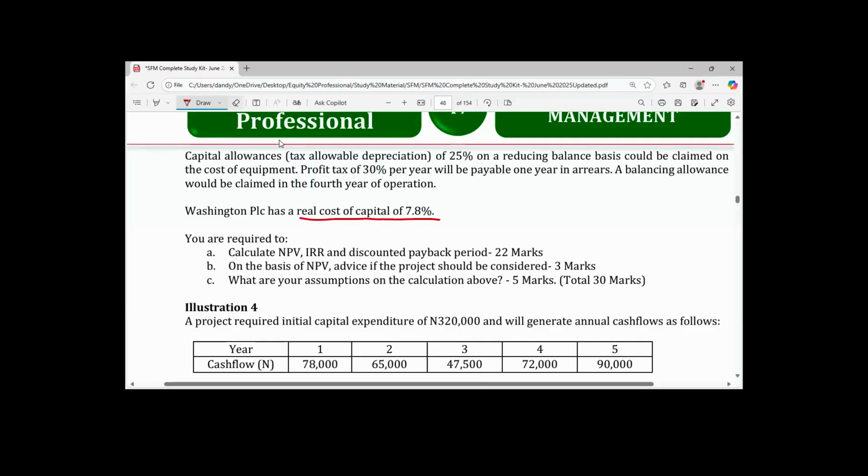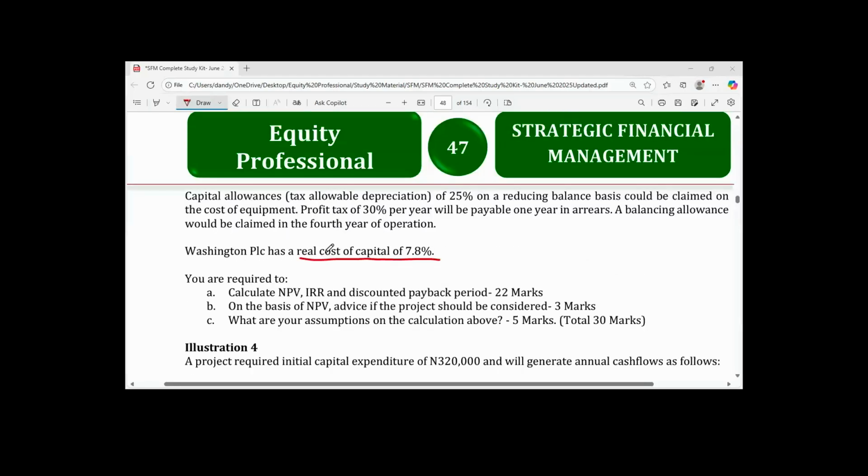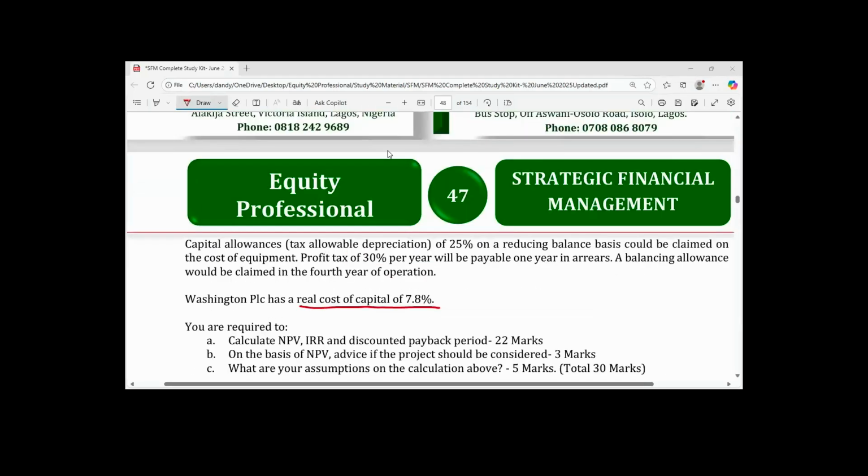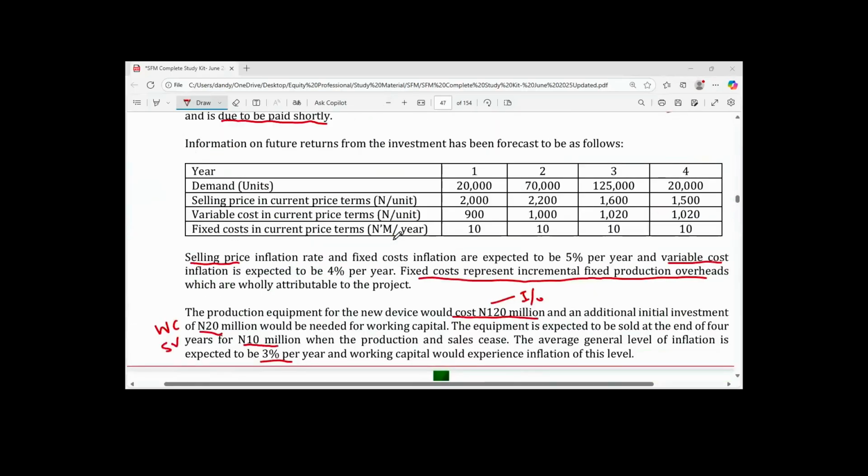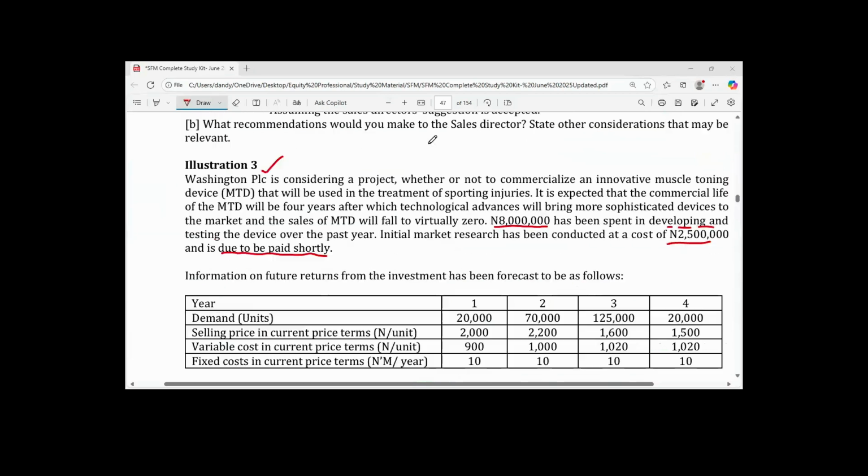All right, thank you very much. Yes, that is the question. In the A requirements, you have to calculate NPV, IRR, and then discounted payback period. So without wasting more time, I will stop sharing this and then move to the working note so that within the next few minutes or thereabouts, we'll be able to complete the question.